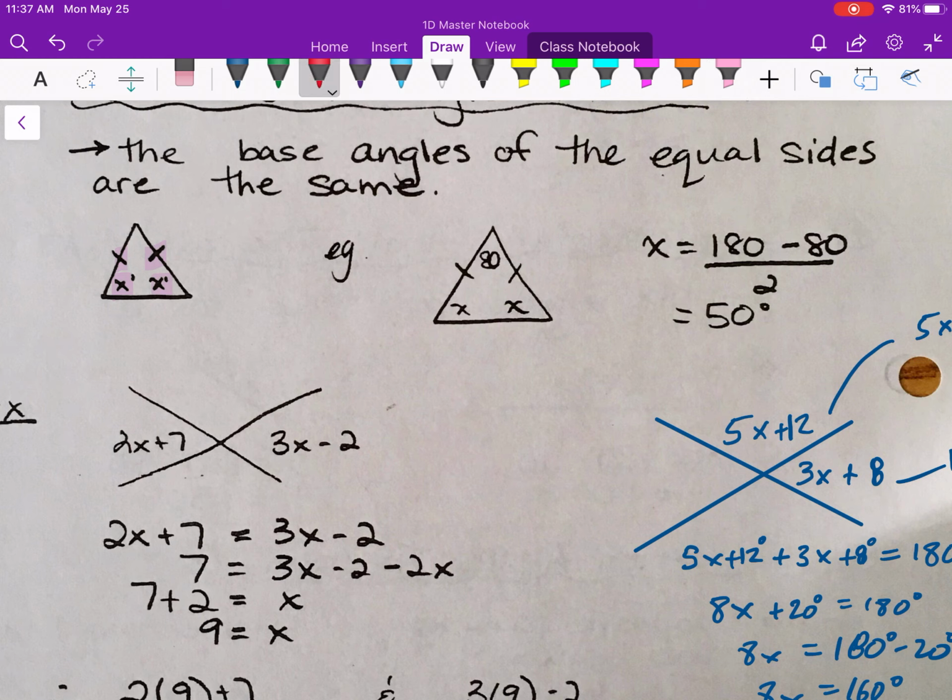So, for example, if I know that I've got an isosceles triangle and the non-doubled up angle is 80, then I can subtract that from 180, which all triangles are, and divide it by 2 to find out that these ones are each 50 degrees.